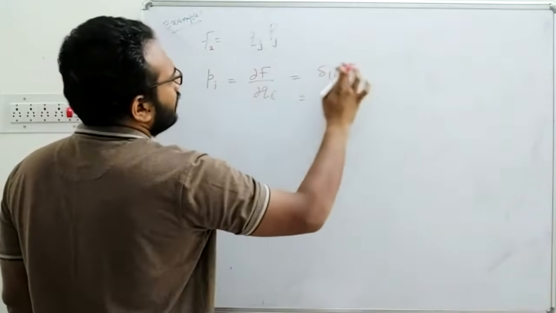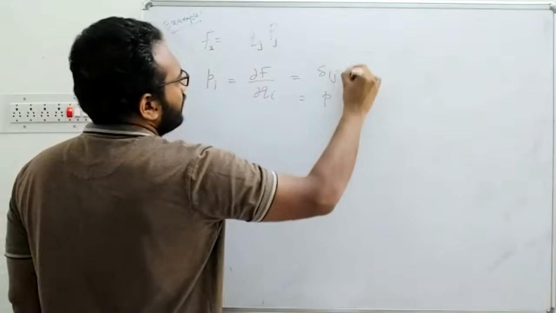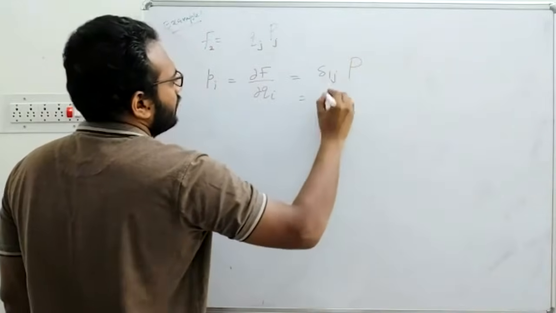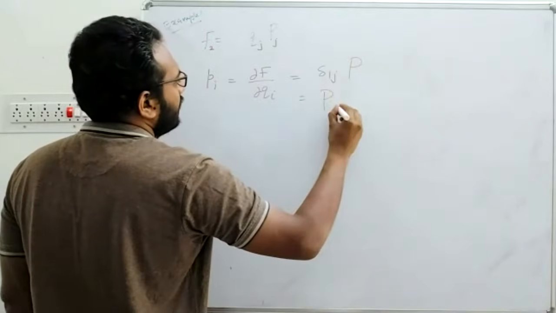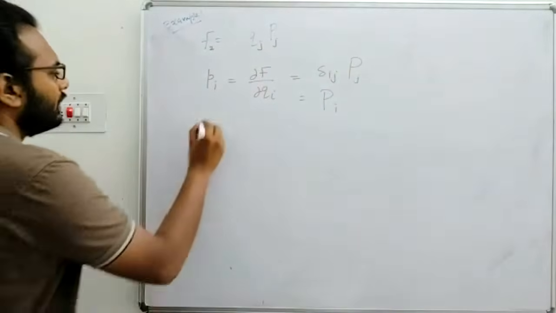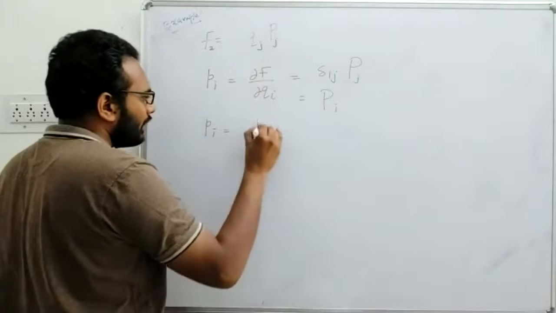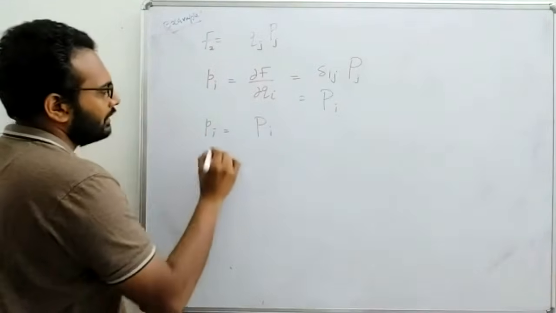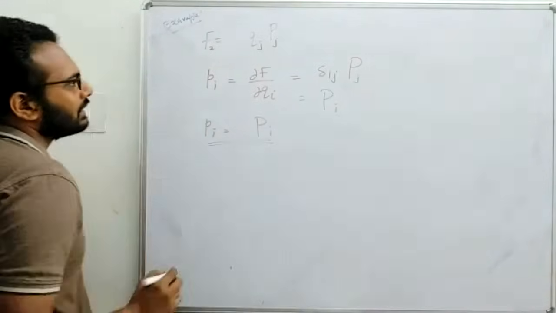This is capital. This is capital. Okay. P I. Okay, so you see that small pi is equal to capital Pi. All right. Now, what about the other transformation equation?